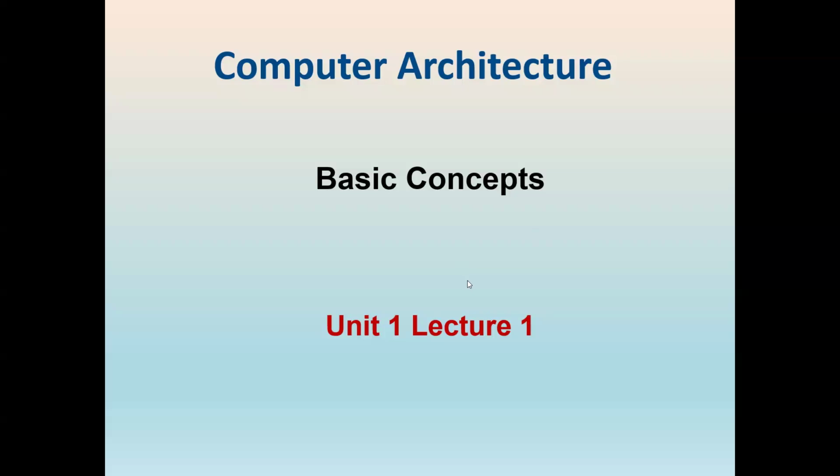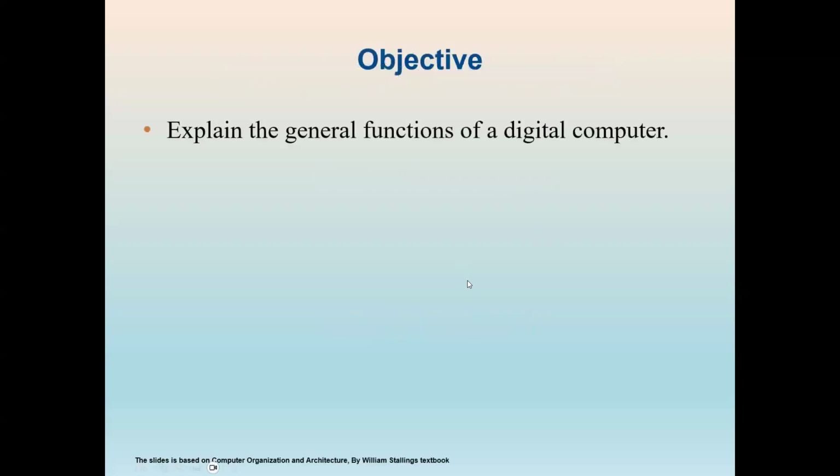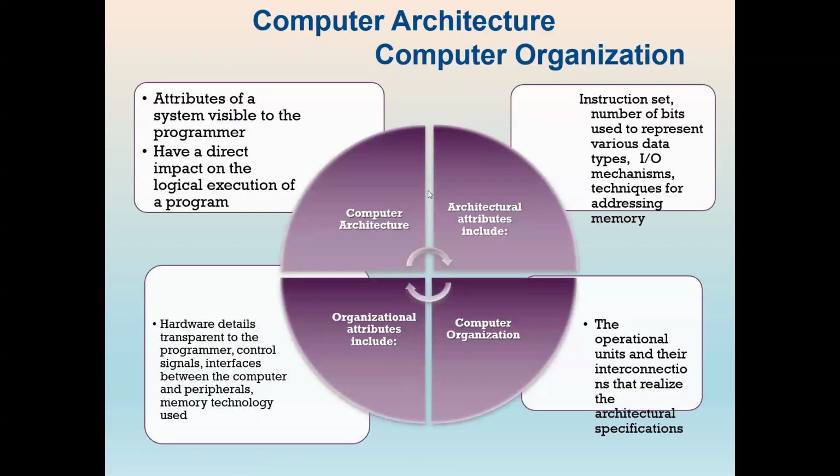This lecture covers the basic concept of computer architecture, and the lecture slides are based on the Computer Organization and Architecture textbook by William Stallings. So again, our main objective is to explain the general function of a digital computer. Now, a distinction is often made between computer architecture and computer organization. Computer architecture refers to those attributes of a system visible to a programmer, or we can put it another way, those attributes that have a direct impact on the logical execution of a program.